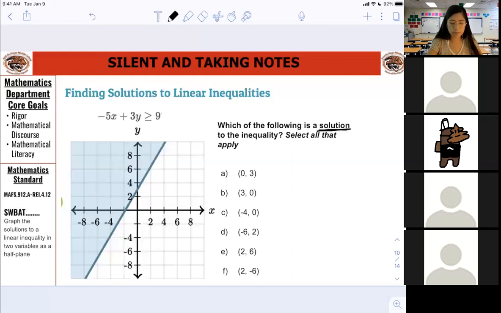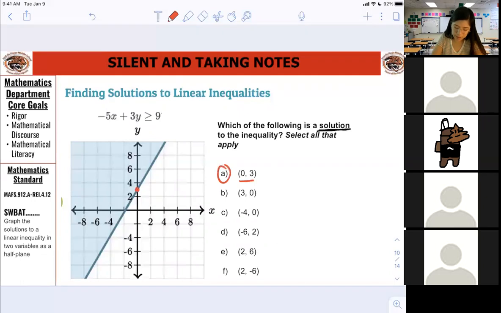All right, so what do we think? I see a couple answers in the chat. Let's go through them together. So for answer choice A, is it in or out? Okay, so 0,3, is that on the y-axis or the x-axis? The y. That's the y-axis, yeah. So 0,3 is right on the line. So that's fine, that's in.